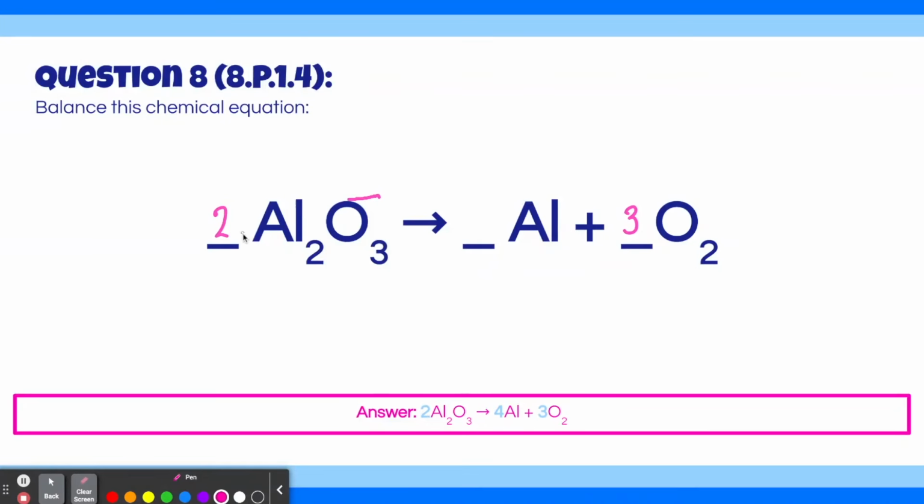So now we need to match up the aluminum. If we have 2Al2, we have 4 aluminum atoms in the reactants, and we need 4 in the product. So let's give this aluminum atom over here a coefficient of 4. Now if you check this, you'll get 4 aluminum on the left side and 4 aluminum on the right side, and 6 oxygen on the left side and 6 oxygen on the right side. The big thing to notice with this question is that it didn't work the first time. Balancing chemical equations is trial and error, so the first try isn't always correct.